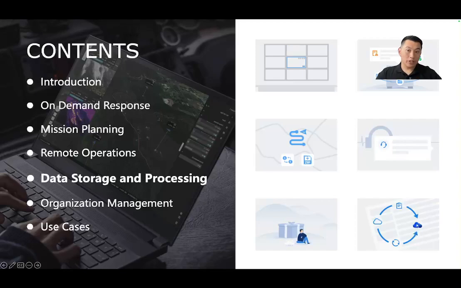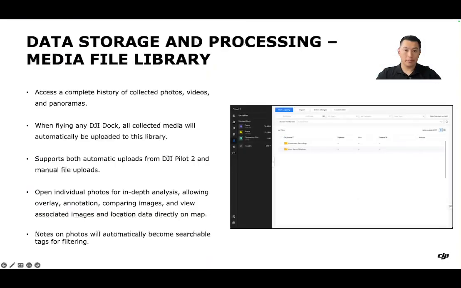Jumping into data storage and processing within FlightHub 2. The media file library allows access to a complete history of any collected photos, videos, and panoramas. It also supports both automatic uploads from Pilot 2 and manual files. So you have multiple options. Photos can be opened individually for an in-depth analysis, and any notes on these photos will automatically become searchable for filters later.